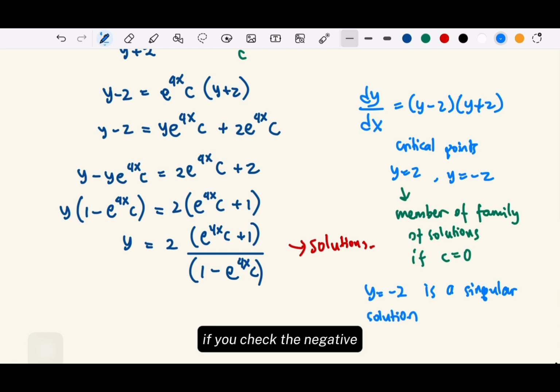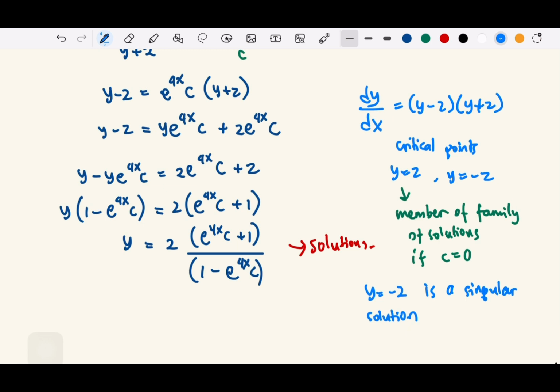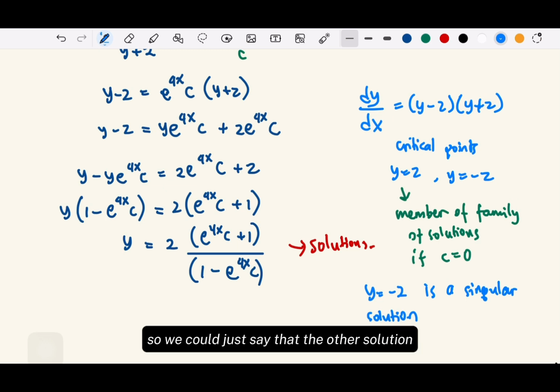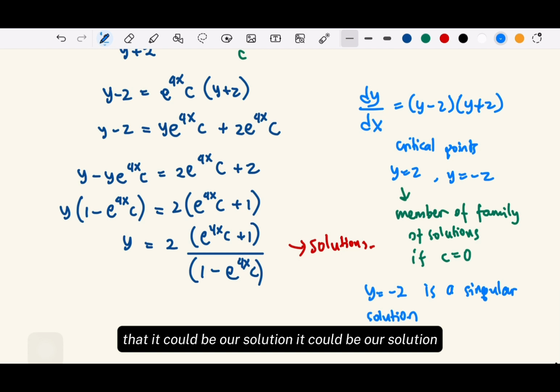If you check the negative, it will be a positive, right? Because you have two expressions. So you cannot get any negative. So we could just say that the other solution that we might lose if we just try and make it this way is the singular solution, which is y equal negative 2. Okay? That is one singular solution. Right? It could be our solution.